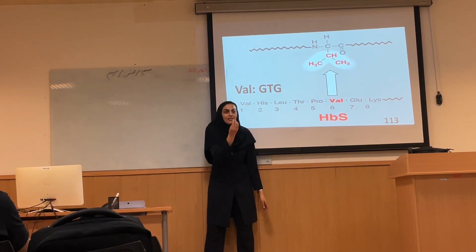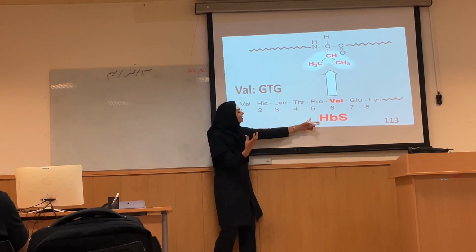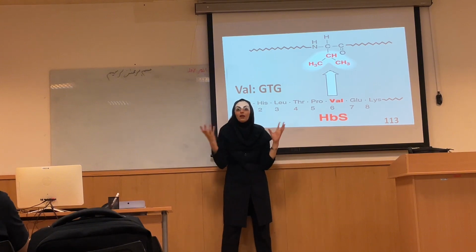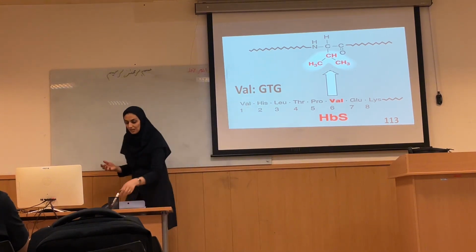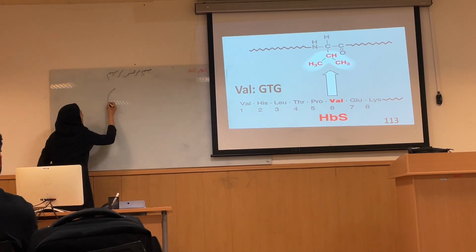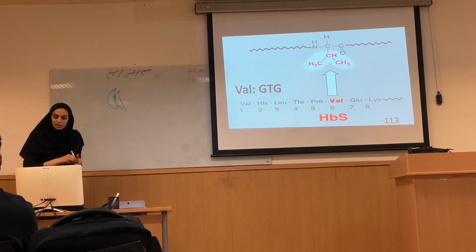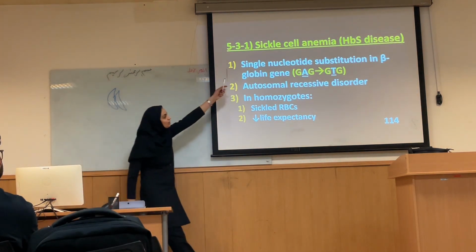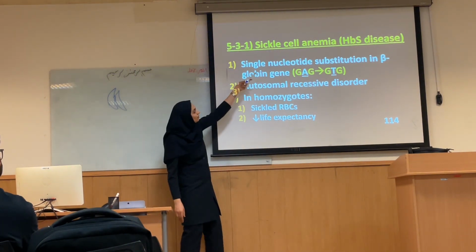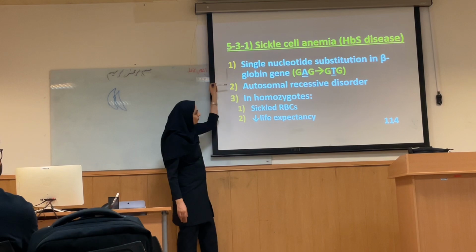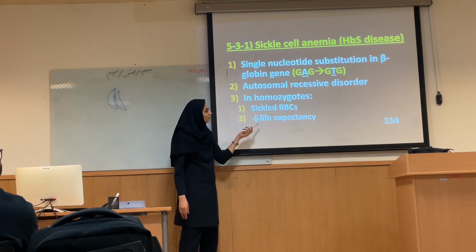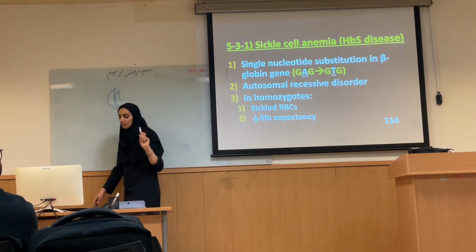Glutamate, an acidic amino acid with negative charge, is substituted with a non-polar big amino acid. What occurs is that the hemoglobin structure starts to be abnormal and starts to polymerize with each other, especially in low oxygen pressure. You can see a single nucleotide substitution, instead of glutamate we have valine, an autosomal recessive disorder. The life expectancy decreased. It's not important to memorize, just about glutamate and valine.